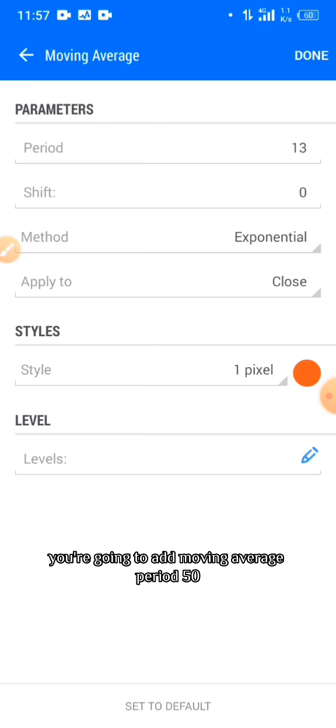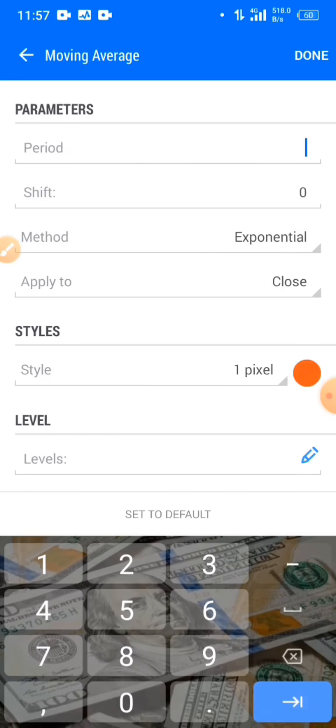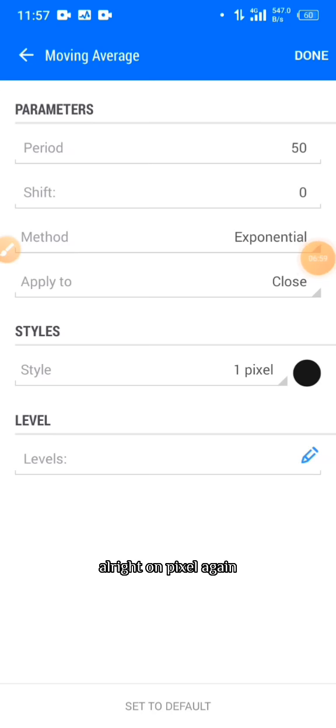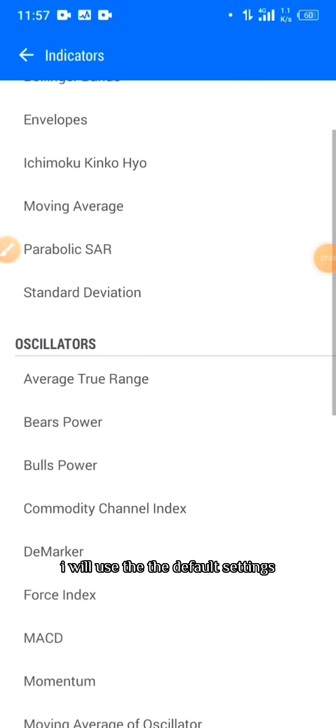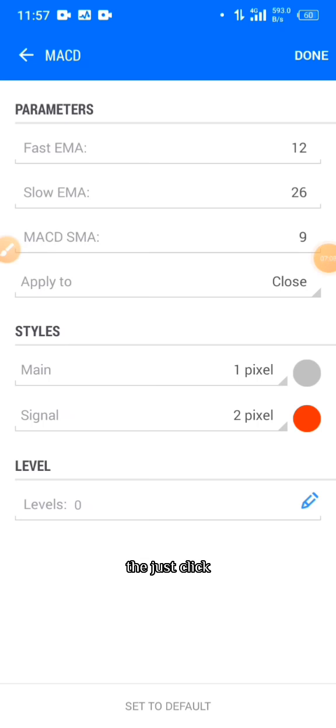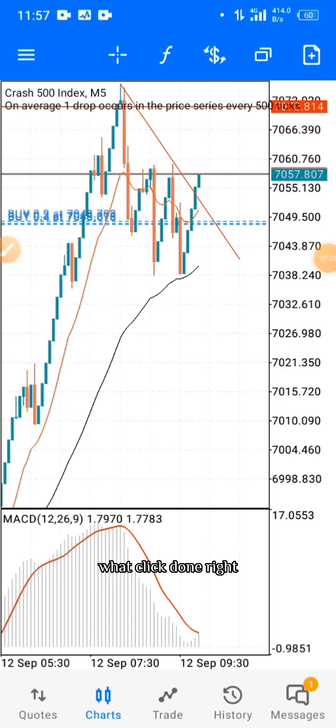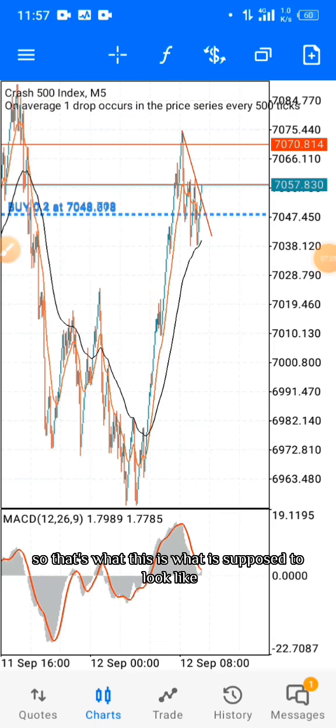Then for the second moving average, we're going to add moving average period 50. That's the black line. Shift 0, exponential, apply to close. Then color, I'm going to be choosing black, 1 pixel again. Then click done, right? Now for the MACD indicator, we use the default settings. The default settings have fast EMA 12, slow EMA 26, MACD SMA 9, right? Then for the main and signal, you choose color gray and red respectively. Then click done, right? So this is what it's supposed to look like, right?